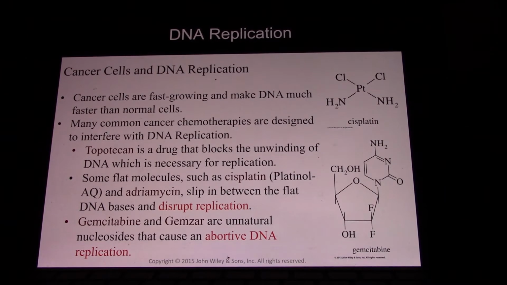Topotecan is a drug that blocks the unwinding of DNA, which is necessary for replication. Some flat molecules like cisplatin and adriamycin slip in between the DNA bases and disrupt replication. Gentamicin and Gemzar are unnatural nucleosides that cause an abortive DNA replication, and the DNA is not copied correctly and you don't get another cell.